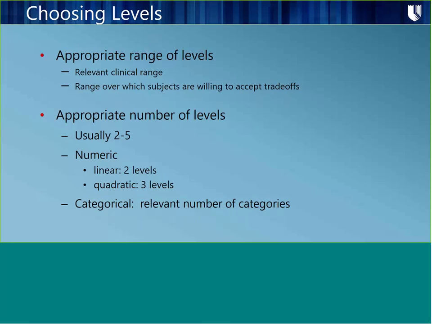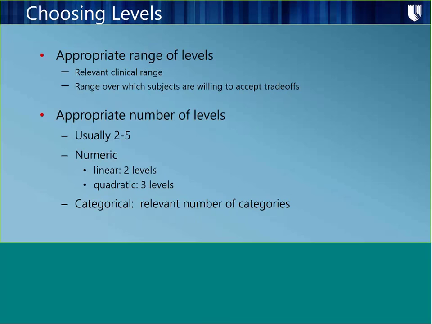On the other hand, the debate is, well, does it really matter if we know what their maximum acceptable risk is if the clinically relevant range, the regulatory relevant range, is much less than that? Would we rather constrict our levels to a more clinically relevant range where we would have more precision around trade-off at that level? That's something that we would talk through as a study team and determine what would be most appropriate for a given study. In terms of the number of levels for attributes, usually 2 to 5.